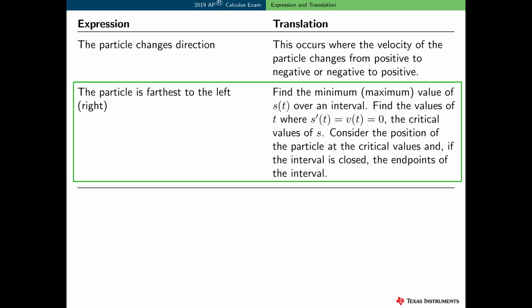Now, a common method for solving this type of problem is to use a table of values. So we need to find the critical values of s and consider the position of the particle at the critical values and at the endpoints of the interval.